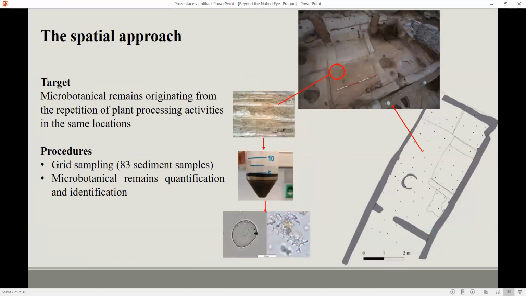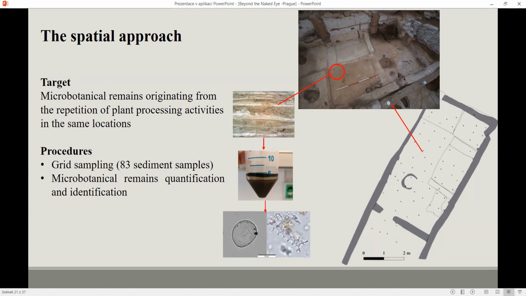The spatial approach was similar, but here the target was to identify inputs of microbotanical remains within the house that could be traced back to, or may originate from, the repetition of plant processing activities in the same location of the house. For this task, we conducted a grid sampling of the whole house every 50 centimeters when possible, always avoiding bioturbation and other things that may actually give us an incorrect sample.